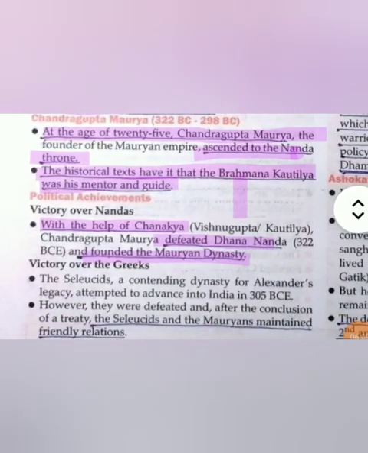Next comes victory over the Greeks. He was victorious over the Greeks, and the Greeks and Chandragupta Maurya signed a treaty, and then they had friendly relations. So who was the Greek ruler at that time? It was Seleucus. The Seleucids, meaning the people under Seleucus, and the Mauryans maintained friendly relations.